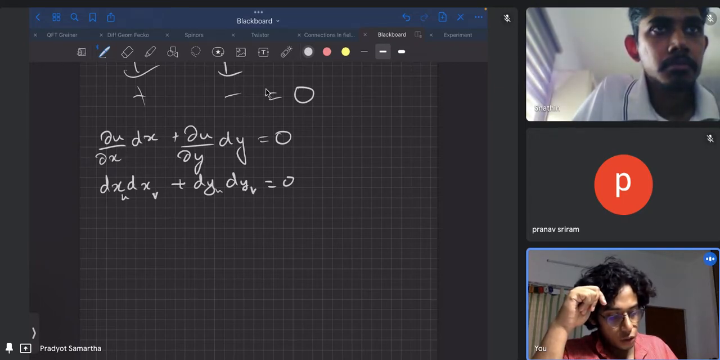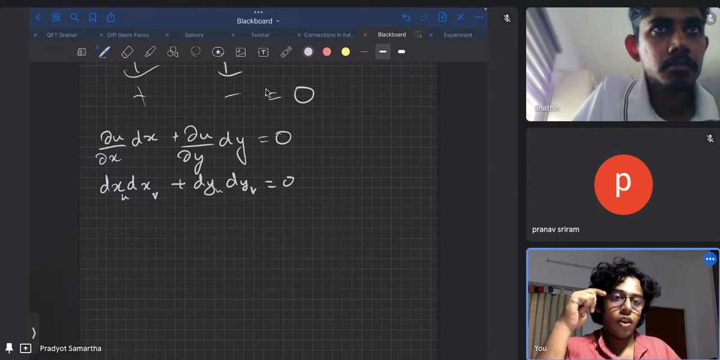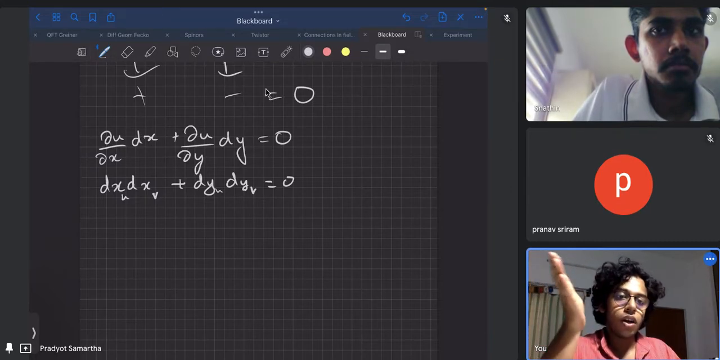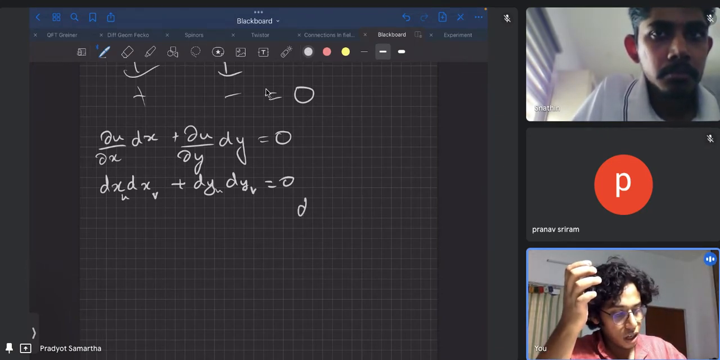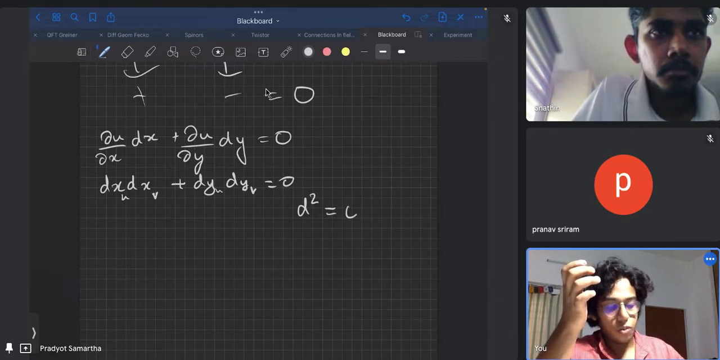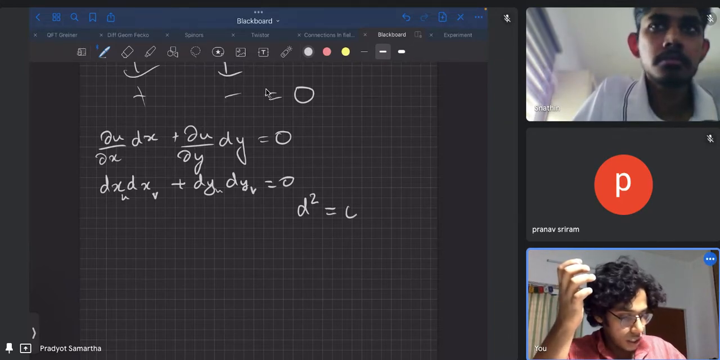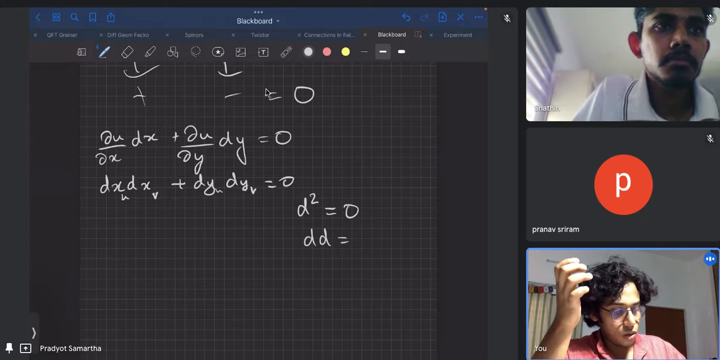So this actually has something, you'll find proof of this later when we talk about differential geometry, which is simply that d squared is equal to 0.